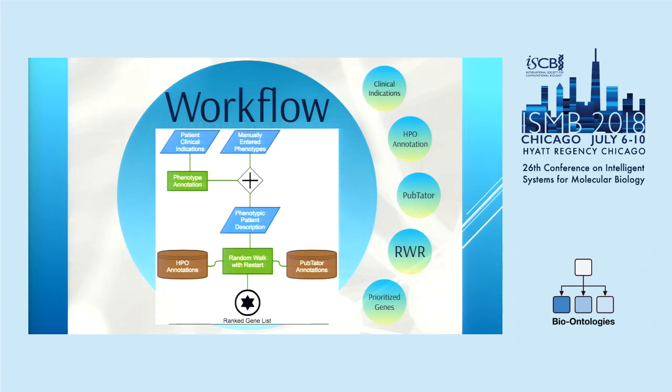So this is the workflow for the application. We start with converting the patient's clinical indications, whether it be automated through concept recognition or manual entering by a clinical analyst. We then get a phenotypic description in HPO terms of that. Then we leverage annotations to genes to phenotype from the HPO, as well as gene to disease relationships from a great tool called PubTator, offered by the NCBI.